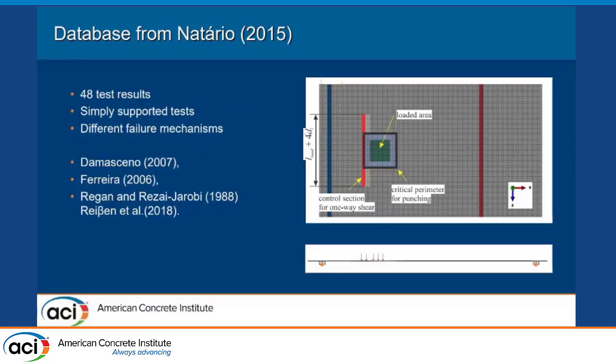The database that I used in this study is the same used by Natário, which included 48 test results with simply supported slabs. It includes tests with different shear failure mechanisms, which means that some tests failed by one-way shear, while others failed by punching shear, including the tests from Damasceno, Ferreira, Regan, Rezai, Gerobi, and Karen Haysen.